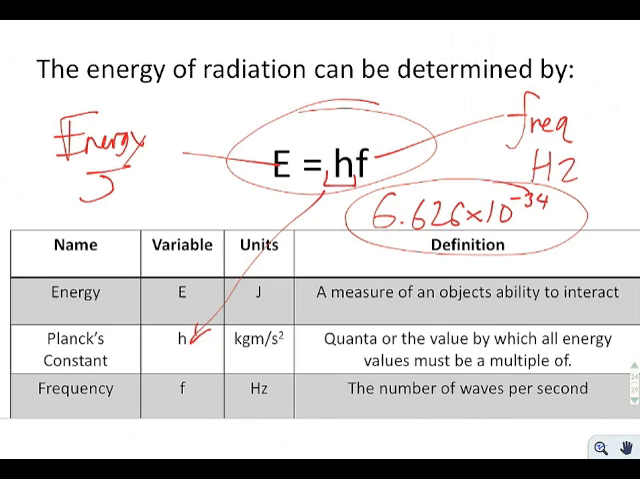So just like when we said C equals lambda F, you always knew C. When you do E equals HF, you always know H. So it makes it a little bit easier. If you know one of the other numbers, you can solve for the next one.